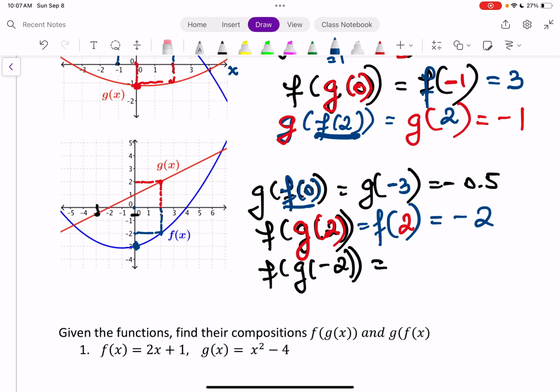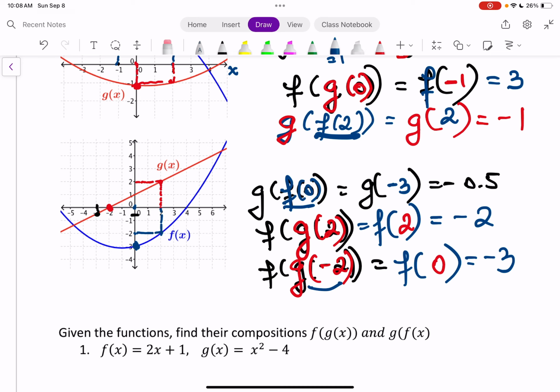Okay, let's try this last one. What is g of negative 2? So x is negative 2. G of negative 2 actually happens to be 0. Now this 0 has to further be plugged in through the function f. So what is f of 0? We had it earlier. That's negative 3.